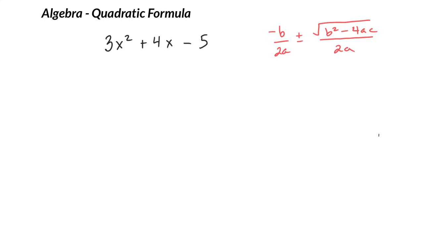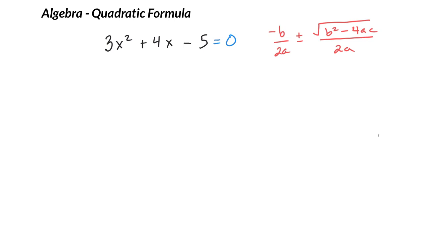Let's talk about the quadratic formula. The quadratic formula is a way to figure out the zeros of a parabola. That's the primary use. We can also use this to figure out the vertex, but the primary formula is used to figure out when a parabola is equal to 0.